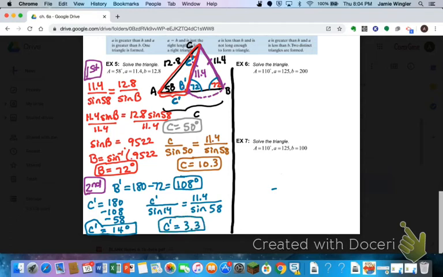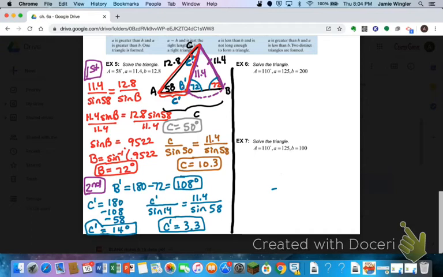Now here's another thing to remember. Your biggest side should be opposite your biggest angle. Our biggest side in the red triangle above is 12.8, and it's opposite angle B prime, which is 108. Our smallest side is C prime, or 3.3, and it's opposite of angle C prime, which is 14 degrees. So it all works out.